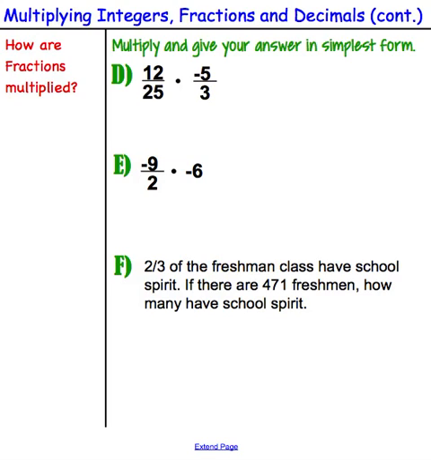When multiplying fractions, there's a couple different ways you can do it. The main thing you need to know is we need to multiply across the top and across the bottom, which is different from adding and subtracting. So I look at this and I don't really want to deal with having to simplify after I multiply 12 times -5 and 25 times 3.